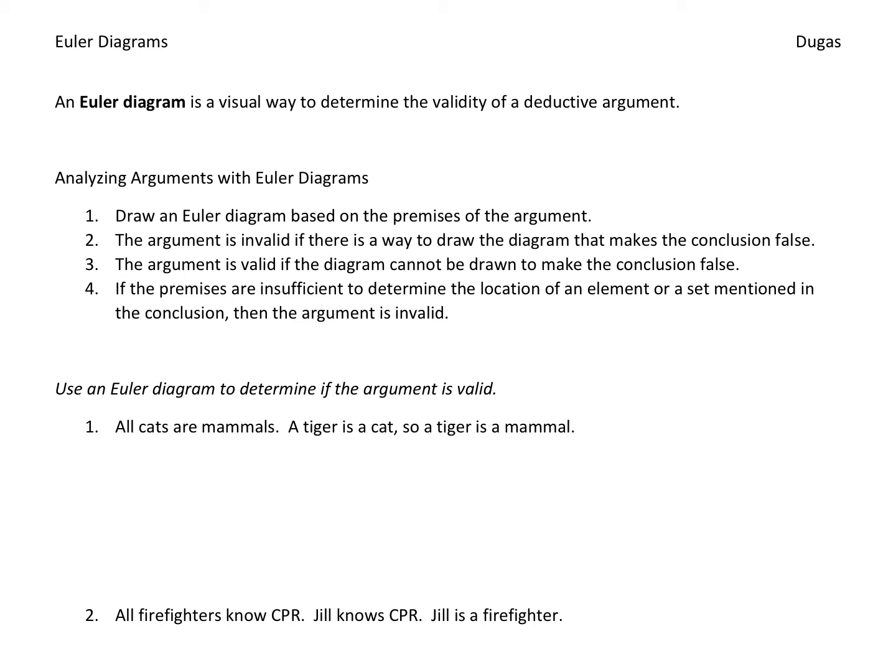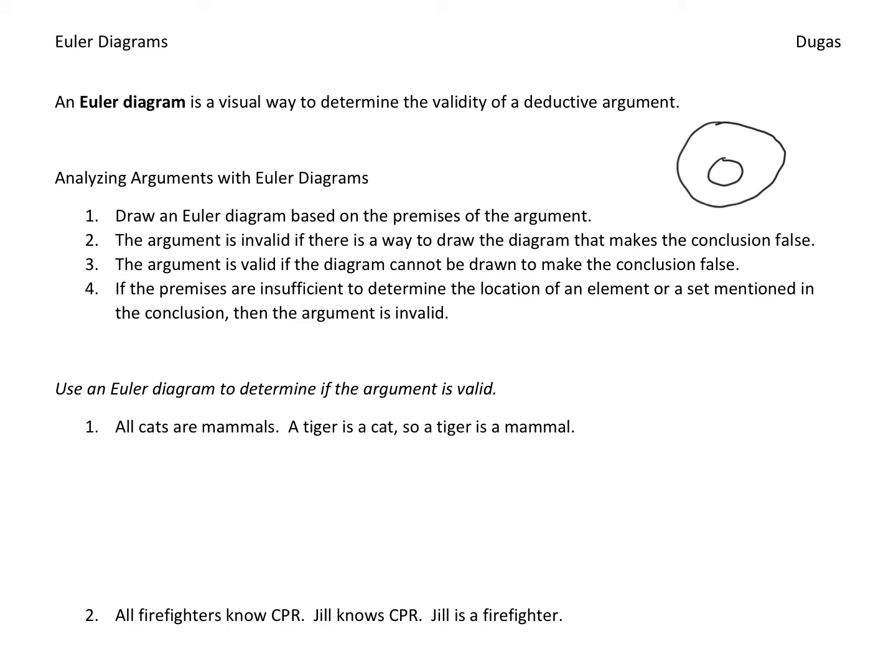First, you're going to draw an Euler diagram based on the premises of the argument. It's really kind of similar to a Venn diagram, but usually what happens is one circle lies within another rather than overlapping. A lot of times it works out where you have one circle and another circle lies within that circle. And we'll see that as we move through some examples.